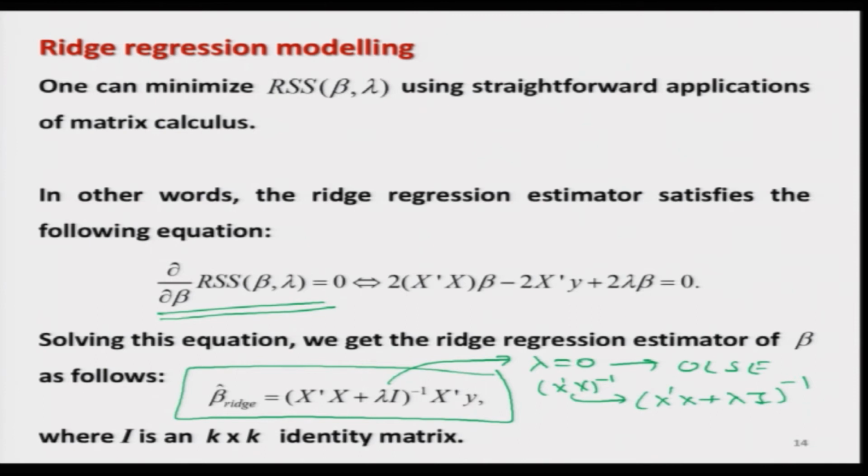Now, how to find this lambda is itself a challenge. So, at the moment you can assume that one can find the optimum value of lambda. For example, in the case of ridge regression, there is one popular technique to find the value of lambda. So, this is how we obtain a modified version of the ordinary least squares estimator, which will be called the ridge regression estimator of beta.